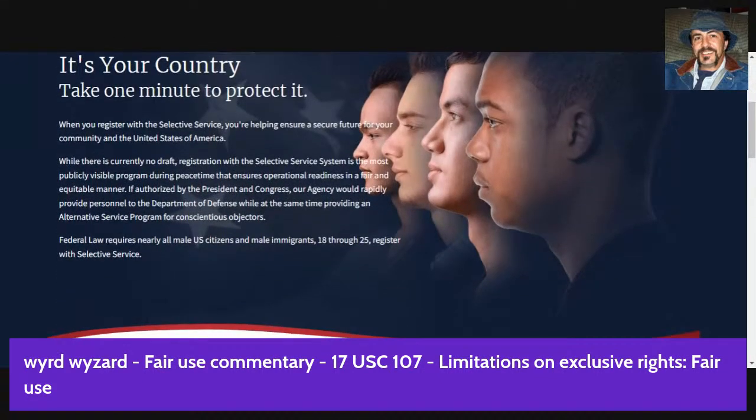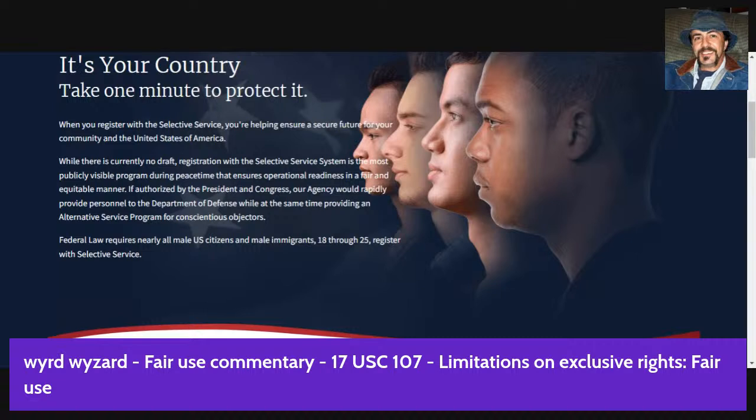In this, it says, when you register with selective service, you're helping ensure a secure future for your community and the United States of America. While there is currently no draft, registration with the selective service system is the most publicly visible program during peacetime that ensures operational readiness in a fair and equitable manner. If authorized by the President and Congress, our agency would rapidly provide personnel to the Department of Defense while at the same time providing an alternative service program for conscientious objectors.